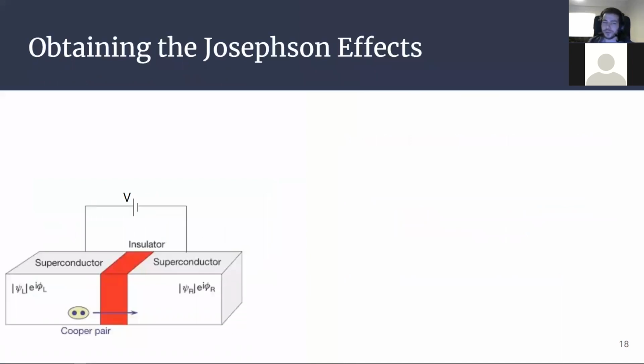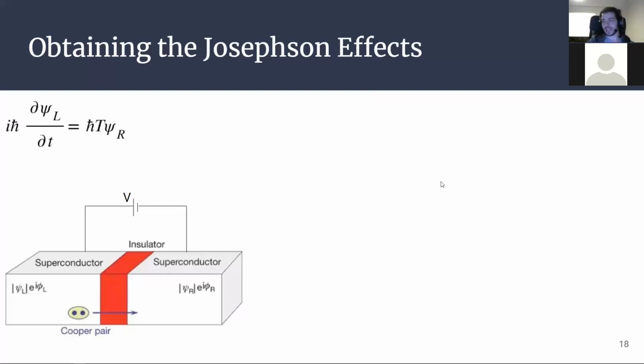So this is the moment that we have been waiting for, because now that we have an insulator inside, we should be able to apply some voltage across these junctions. So now, to obtain the other effects of Josephson, we shall do some more quantum mechanical calculations, but I will walk you through them.